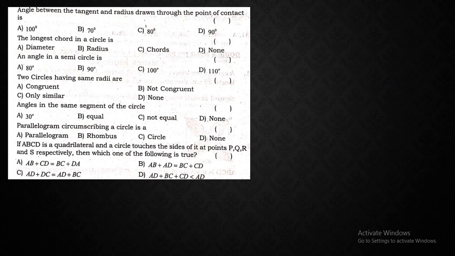Next, moving on to one more question. The angle between the tangent and the radius drawn through the point of contact. At the point of contact, they are perpendicular to each other, hence it is 90 degrees.